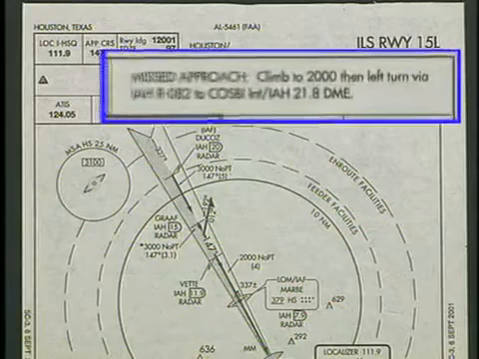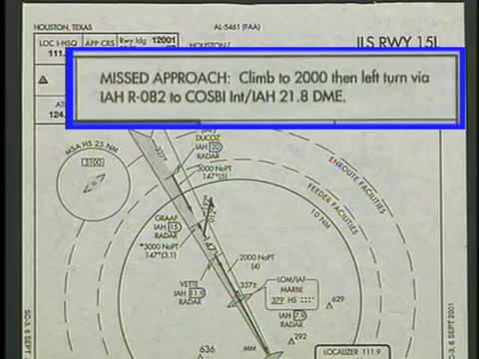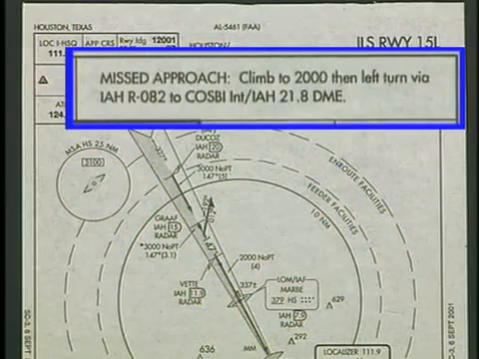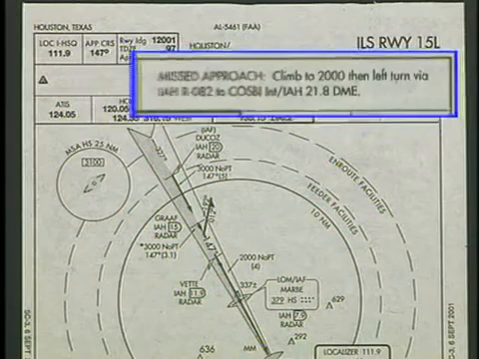The last box in this row contains the textual description of the missed approach procedure. This missed approach calls for a climb to 2,000 feet, then a left turn via the Humble 082 degree radial to the Cosby intersection at 21.8 DME from Humble.